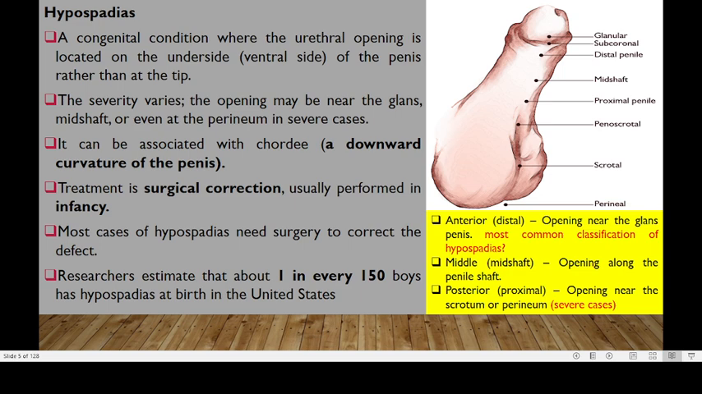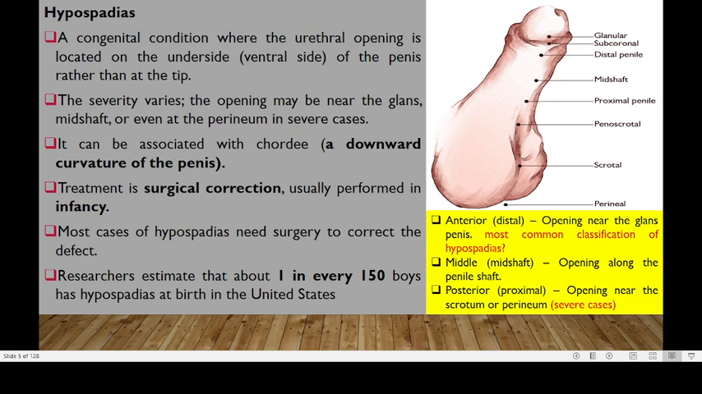Hypospadias is associated with chordee, which is normally the downward curvature of the penis. Treatment involves surgical correction, which is normally performed in infancy. Most cases of hypospadias need surgery to correct the defect. Researchers estimate that about 1 in every 150 boys has hypospadias at birth, especially in developed nations such as the United States.